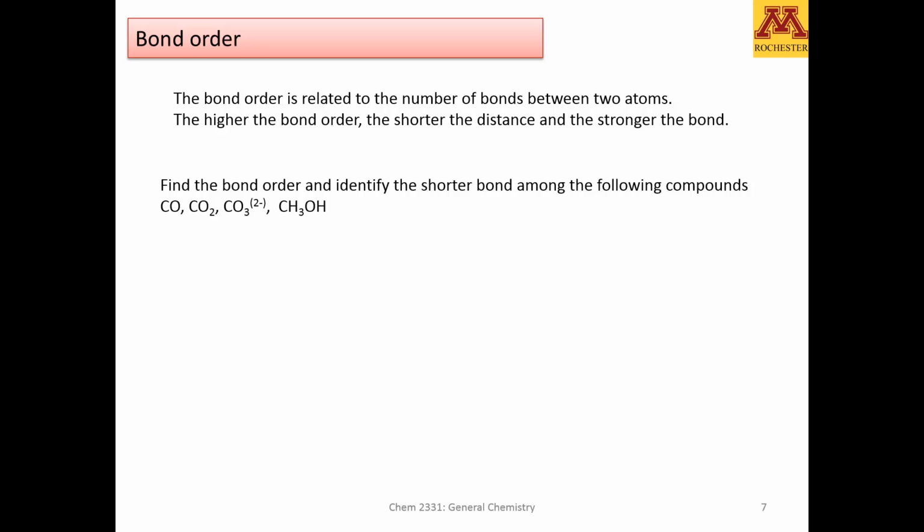Let's talk about a concept that you may already be familiar with, but when drawing Lewis structures, we may be able to expand it a little better. Hopefully all of you have heard about bond order.